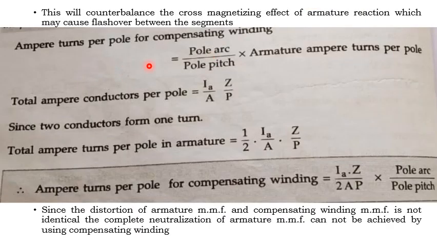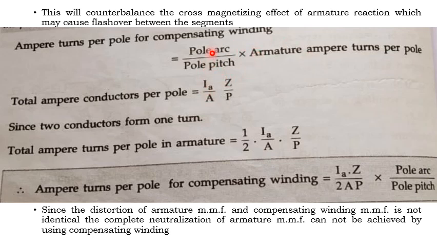Now what might be the ampere turns per pole for compensating winding? So that we will discuss now. The ampere turns per pole for compensating winding will be equal to that of the armature winding.